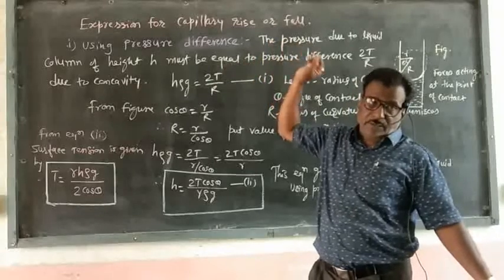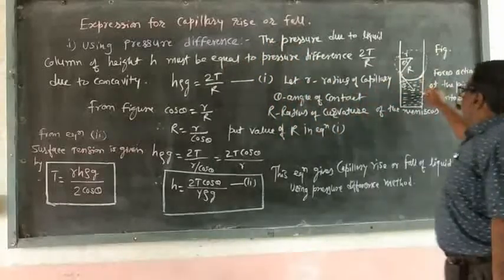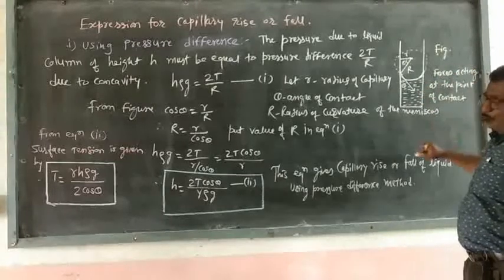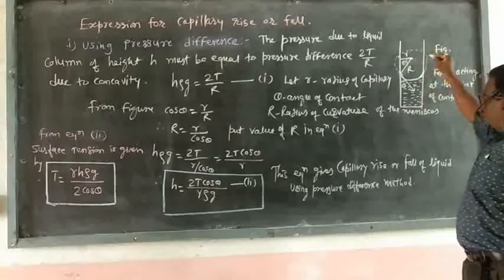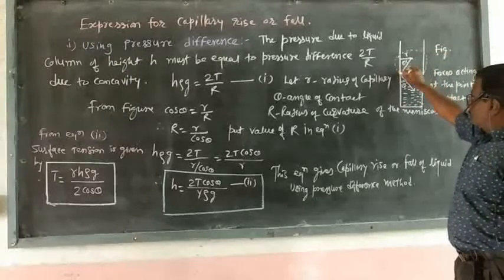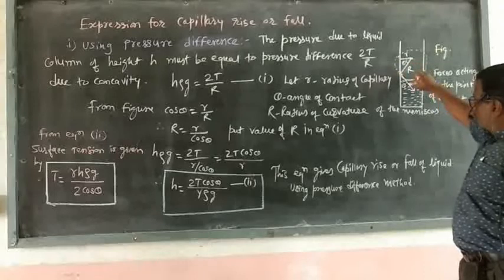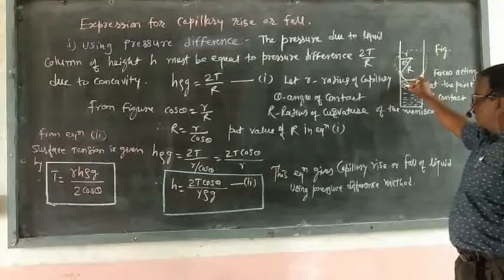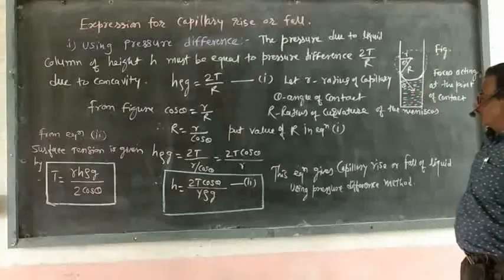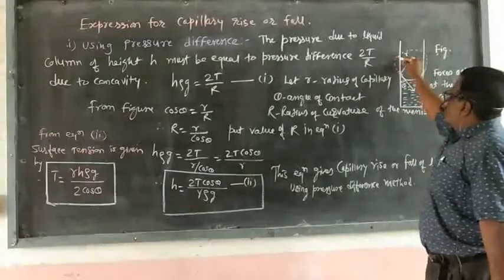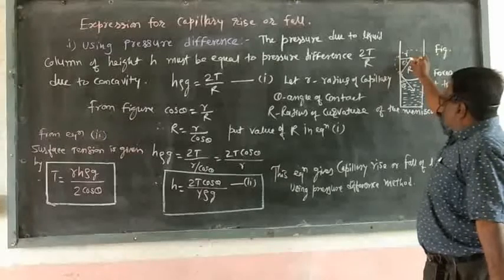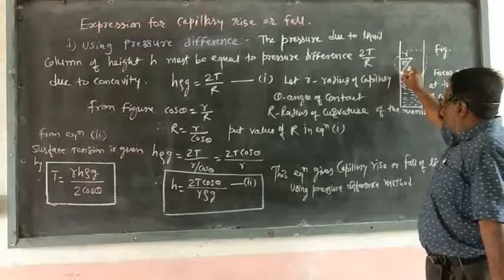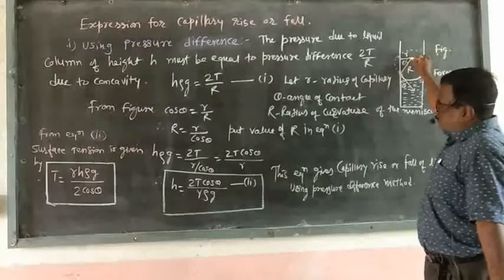For that we draw the diagram first. This is the diagram or figure of forces acting at the point of contact. We take a capillary tube. This point is the point of contact. When we draw the tangent to that meniscus, that angle theta is the angle of contact. Here small r is the radius of the capillary, capital R is the radius of curvature of the meniscus.